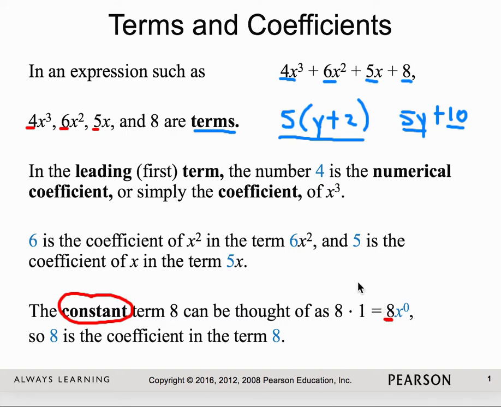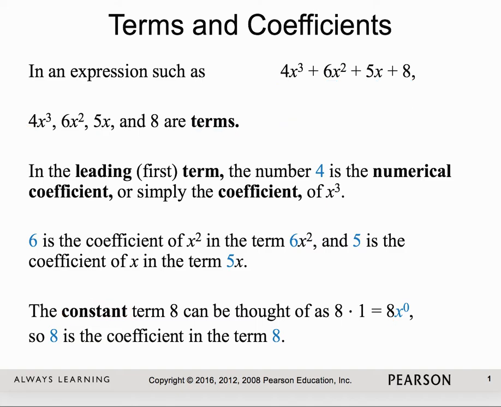Now none of these had negatives, but if we would have had a negative 5x right here, the coefficient of this would be negative 5. Remember, the sign in front of the number is part of that number. So: terms, coefficients, and the constant term.